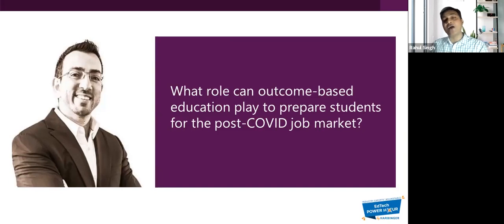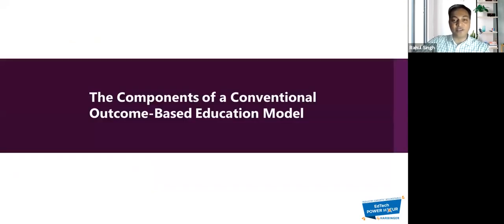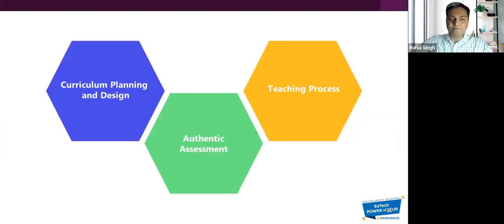I think we can go hours and hours on this particular topic, but just for this virtual panel discussion, we'll move ahead with our agenda. So now we'll take a quick look at the components of the conventional outcome-based education model. And so basically there are three key components: curriculum, planning and design, teaching process, and authentic assessment.